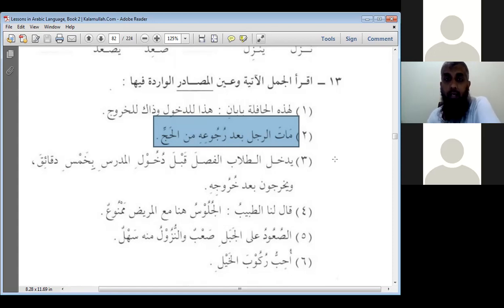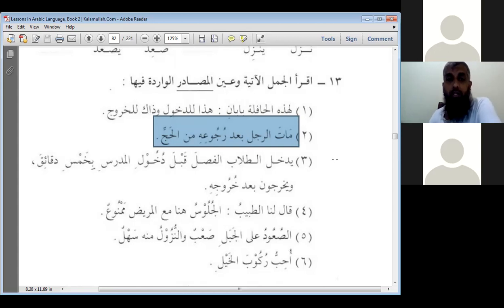So you have here the masdar rujū', right? We have the verb raja'a, which means he returned. Then from raja'a, you get yarji'u, he returns, and then you have rujū'un, return, right? So mata ar-rajulu ba'da rujū'ihi min al-hajji. The man died after his return from Hajj.